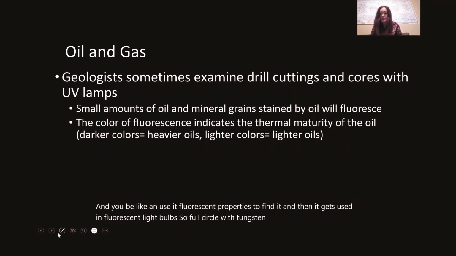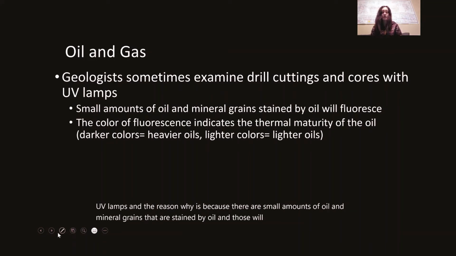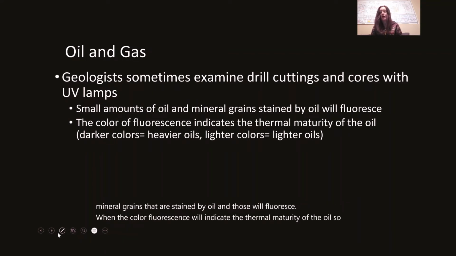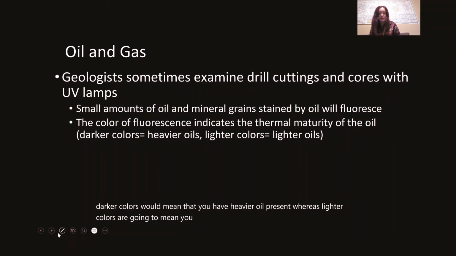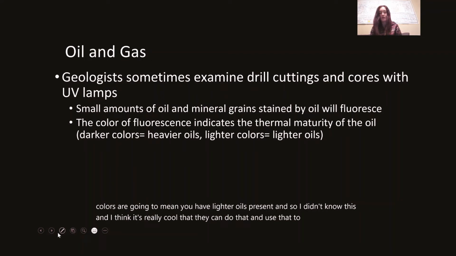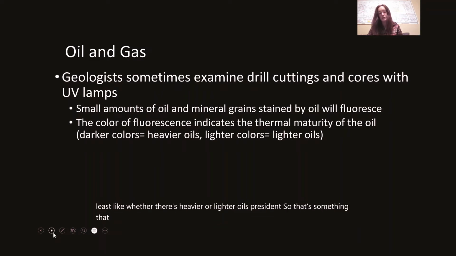And then in the oil and gas industry, geologists will sometimes examine drill cuttings and cores with UV lamps. The reason is that there are small amounts of oil and mineral grains that are stained by oil, and those will fluoresce. And the color of fluorescence will indicate the thermal maturity of the oil. So darker colors would mean that you have heavier oil present, whereas lighter colors are going to mean you have lighter oils present. I didn't know this, and I think it's really cool that they can do that and use that to figure out whether there's heavier or lighter oils present.